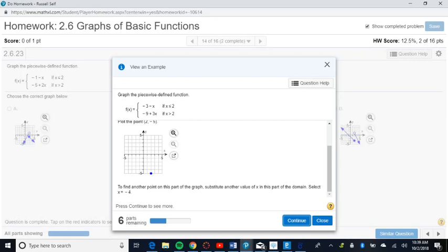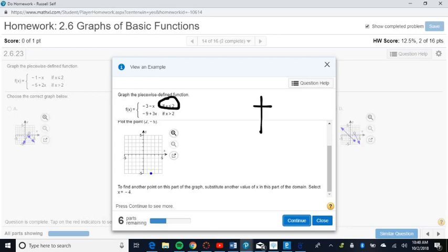So if x is less than or equal to 2, we'll pick any number less than or equal to 2, and that will work. Anything within the constraints here will work. Right? So they just picked -4. You can pick any number that's less than 2.